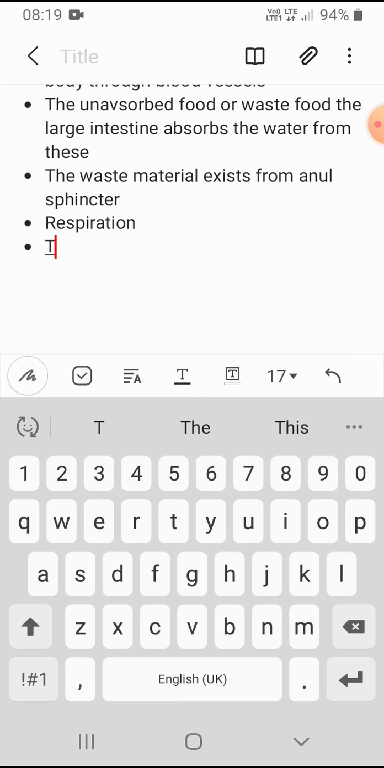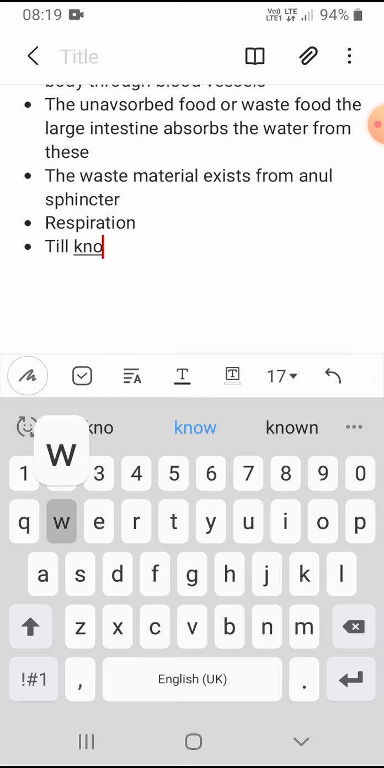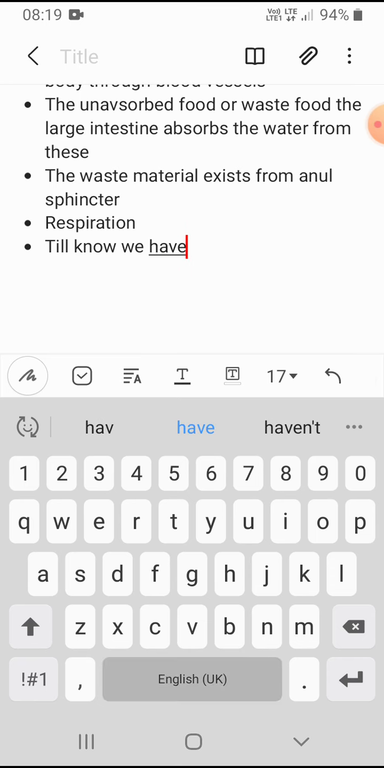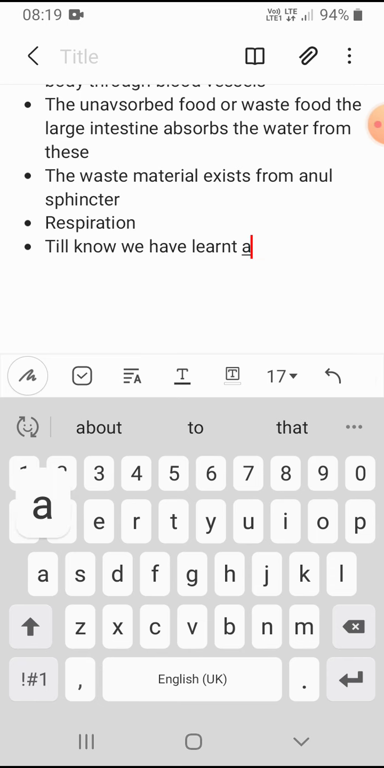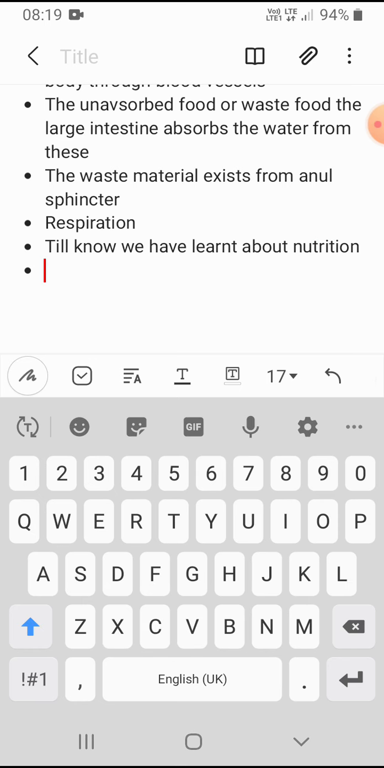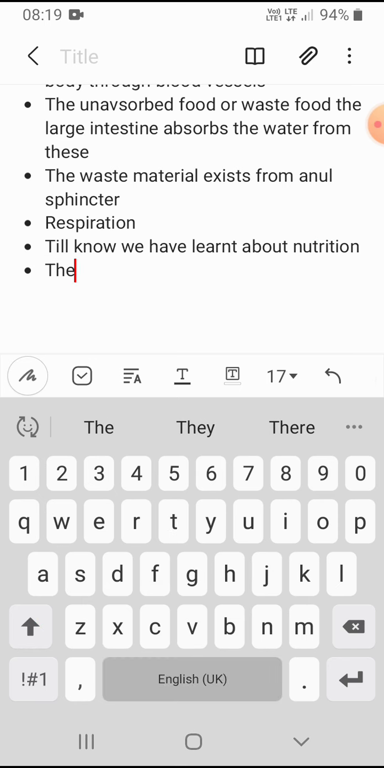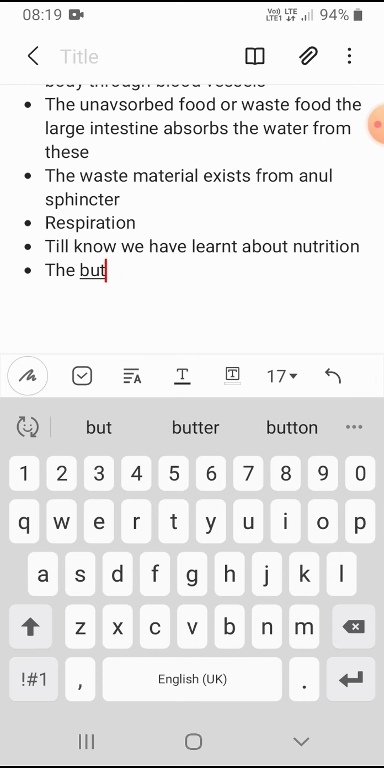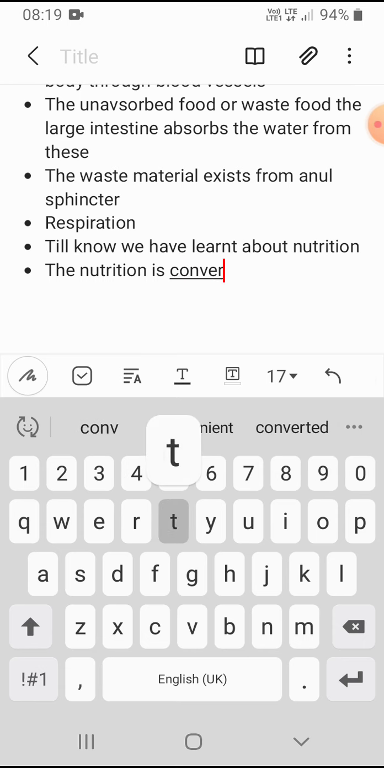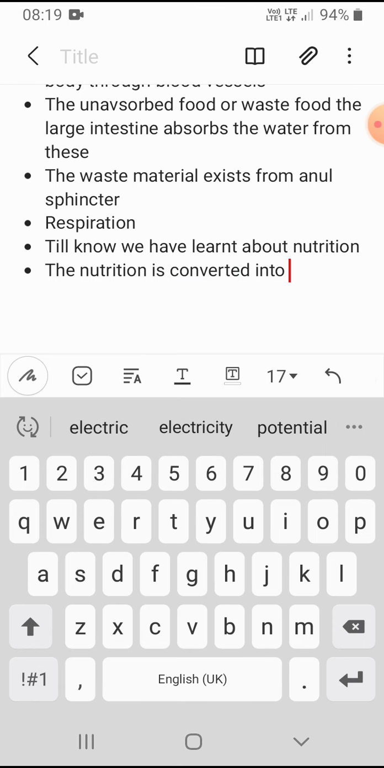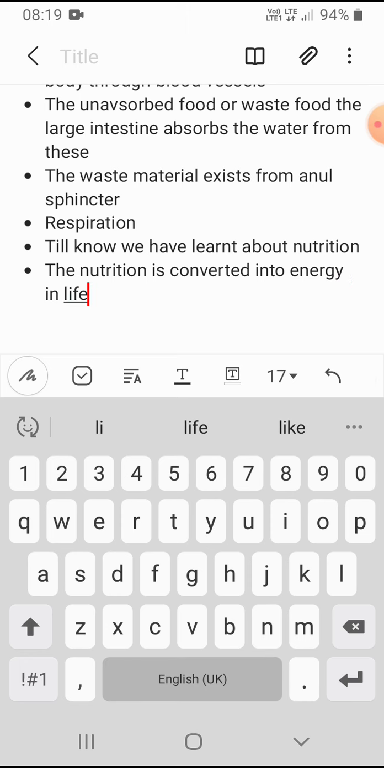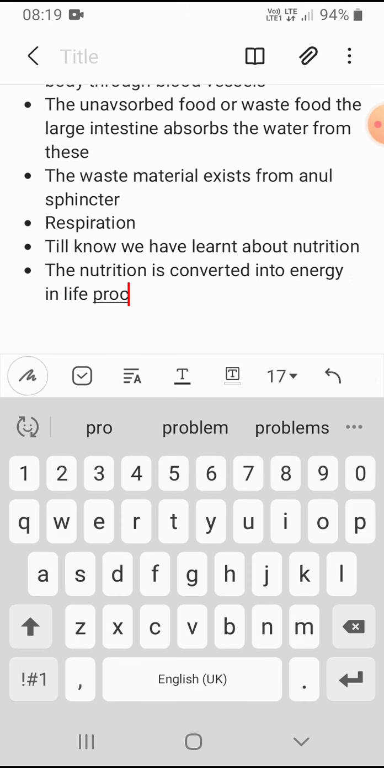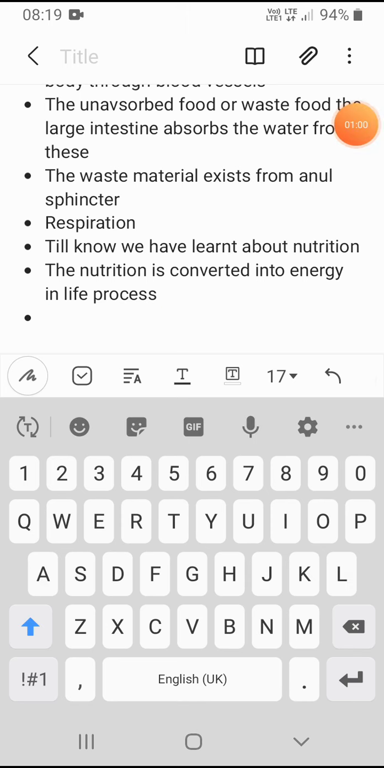Till now we have learnt about nutrition. The nutrition is converted into energy in the life process. For the life process it is converted into energy, and it is applied to the whole body.